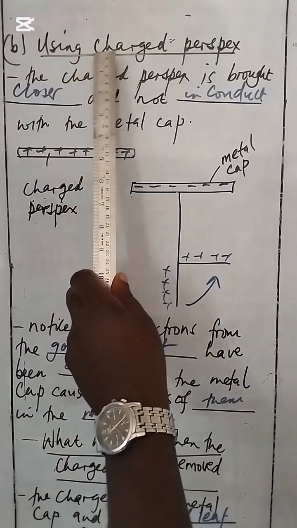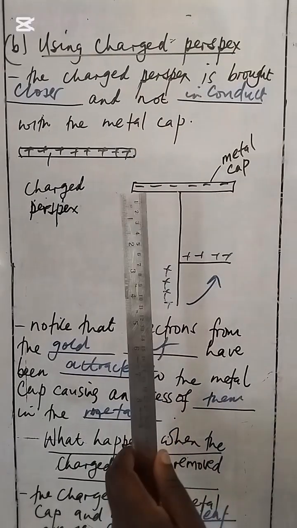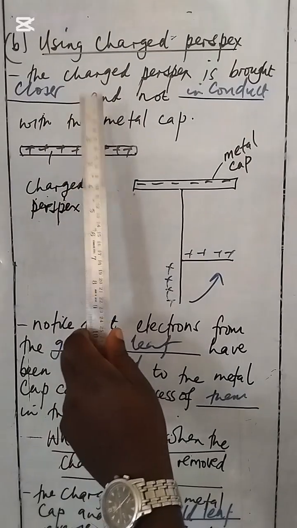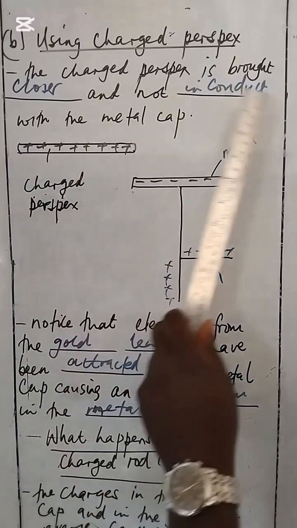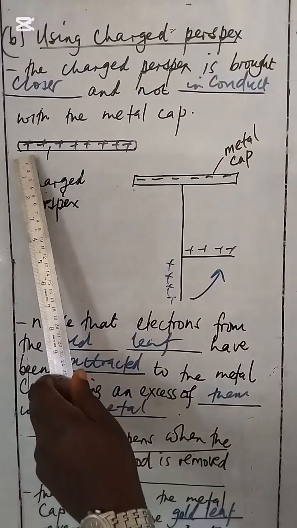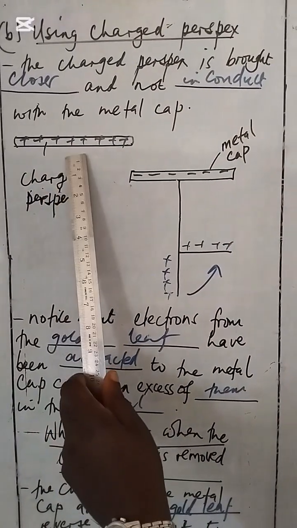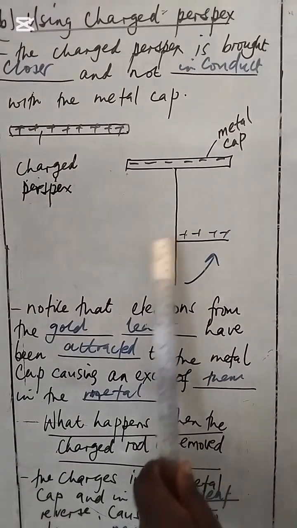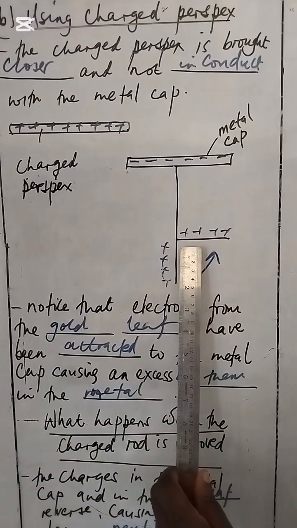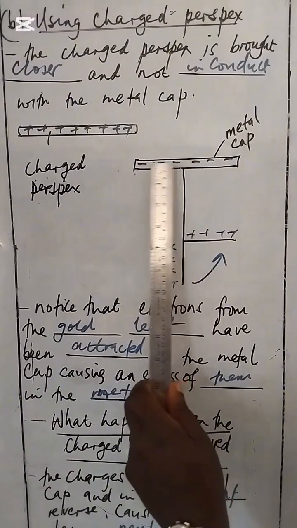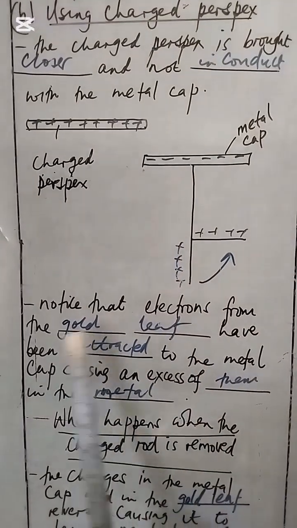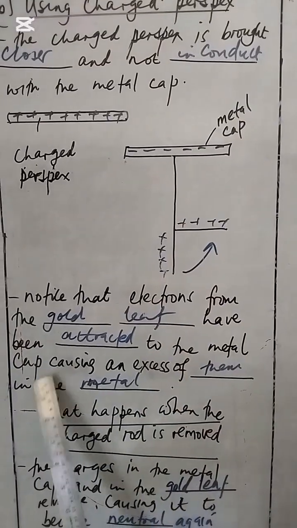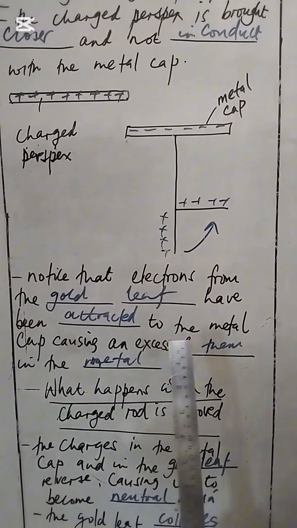Okay, we want to use charged perspex to charge the gold leaf electroscope. The charged perspex is brought closer. Induction: you bring the charged rod closer and not in contact with the metal cap. Look, the charged perspex has positive ions and is brought closer to the metal cap. Electrons, negative charges from the gold leaf, will be attracted to the metal cap, causing an excess of them in the metal cap.